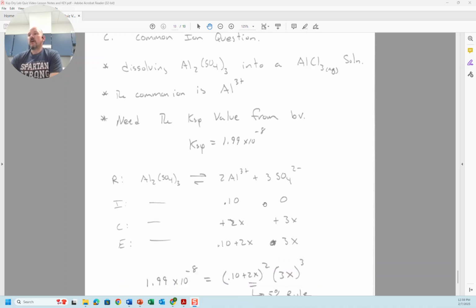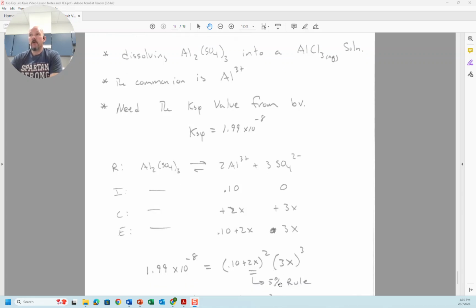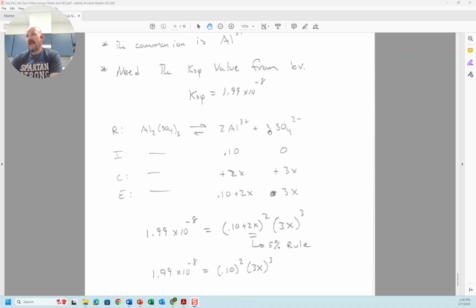So we're going to make our Rice chart. We're going to get our equilibrium concentrations in terms of x, plug those into the equilibrium expression, and when I solve for x, it's going to be the molar solubility of the compound. Okay. So here's our reaction. Again, if it was in pure water, this is 0 and this is 0, and that's how we come up with our shortcut. But now this is not starting at 0, it's starting at 0.1 because we had a 0.1 molar solution of aluminum chloride. So our initial concentration of aluminum is 0.1. Our initial concentration of sulfate is 0.